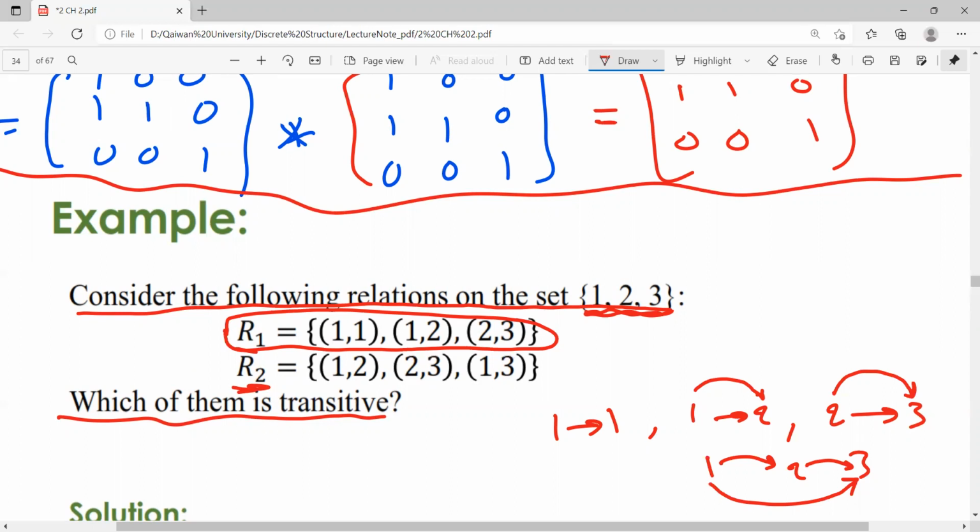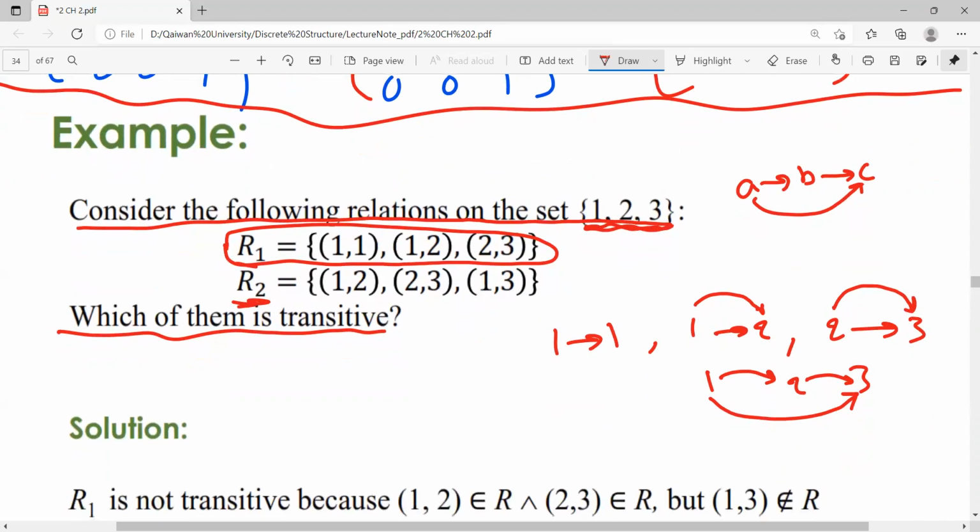As I said before, if A is related to B and B is related to C, we must have A related to C. Here we have 1 related to 2 and 2 related to 3, but we have no 1 related to 3. That's why we say it's not transitive. How about the second one?